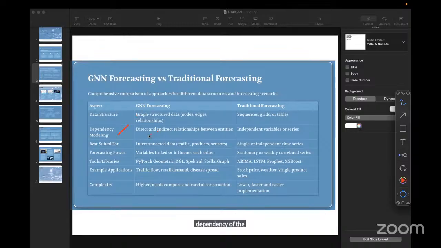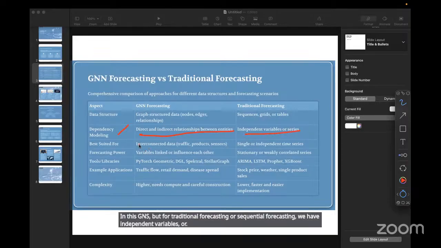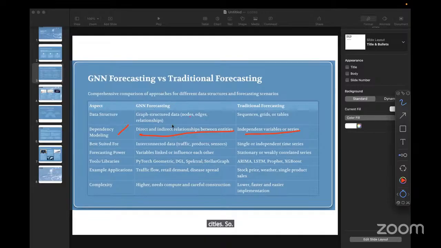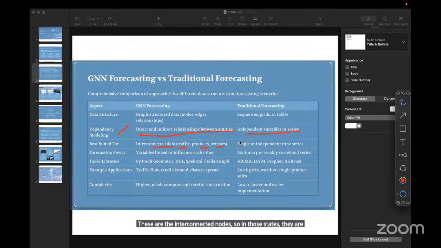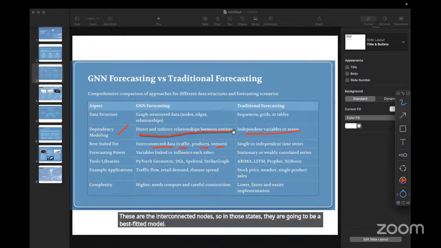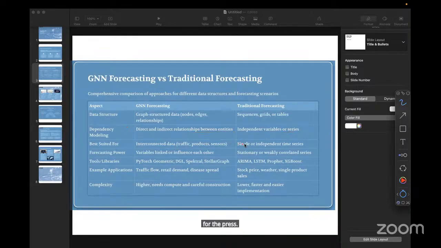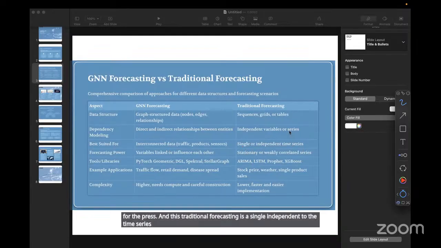Next, dependency of the modeling. Direct and indirect relationships we are going to find in the GNN. But in traditional or sequential forecasting, we have independent variables or series. These models are best suited to interconnected data like traffic, products, sensors. These are the interconnected nodes, so in those cases, GNN is the best fitted model, and traditional forecasting is for a single independent time series.